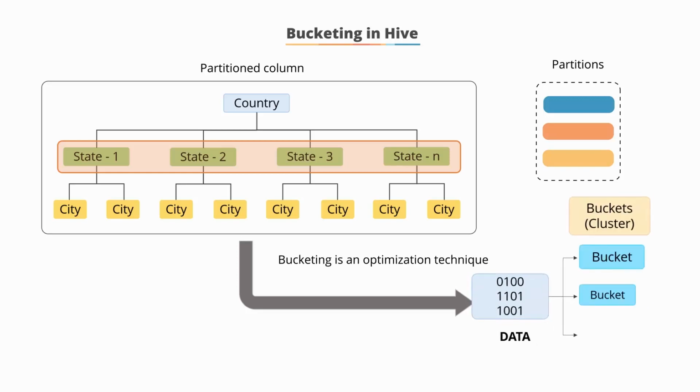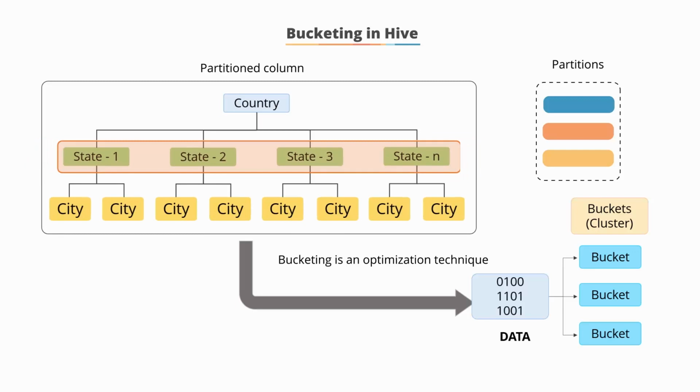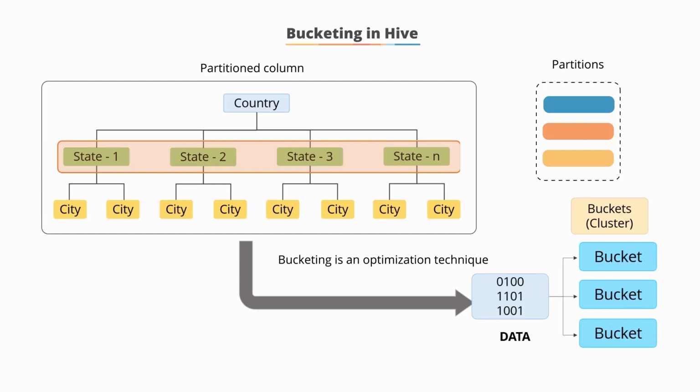Bucketing is an optimization technique similar to partitioning. You can use bucketing if you need to run queries on columns that have huge data, which makes it difficult to create partitions. In the example shown, you can see that we have country, along with a column that's being used to create partitions, in this case, state. So we'll end up with 50 states in the US for the partitioned column. Within the state, there are many, many cities. So in order to optimize these queries, we can implement bucketing, which would take all the cities that have the same hash code and place them into the same bucket within the cluster of buckets.